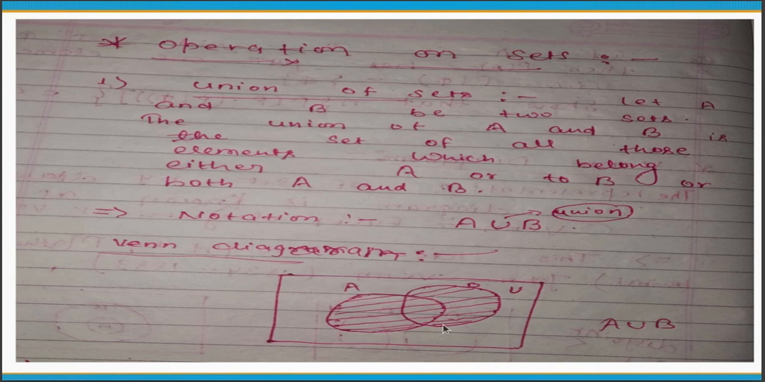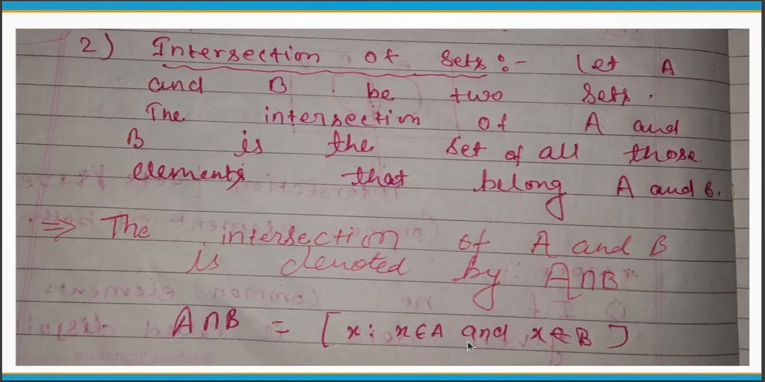You can understand this union by a Venn diagram. All elements of set A and all elements of set B make A union B, meaning elements contained either in A or in B. This shaded region is known as A union B.